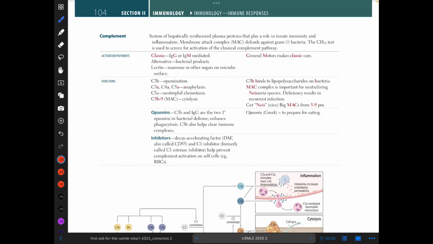Let's go through it from the book. They say it is a system of hepatically synthesized plasma proteins that play a role in innate immunity and inflammation. The membrane attack complex defends against gram-negative bacteria, and you know the membrane attack complex is formed by the late or terminal complement system. The CH50 is used to screen for activation of the classical complement pathway. Disadvantages, I will elaborate more deeply.